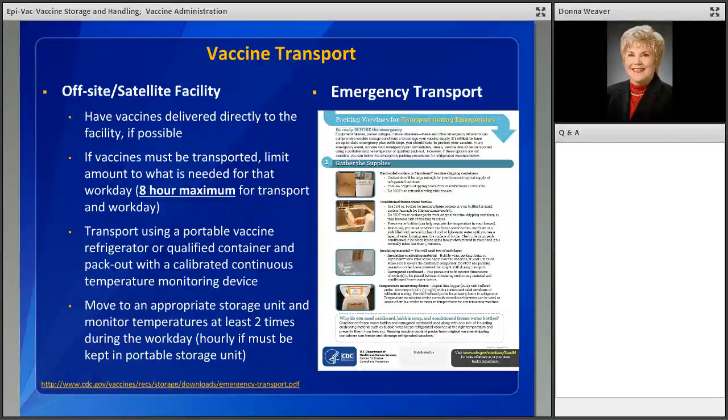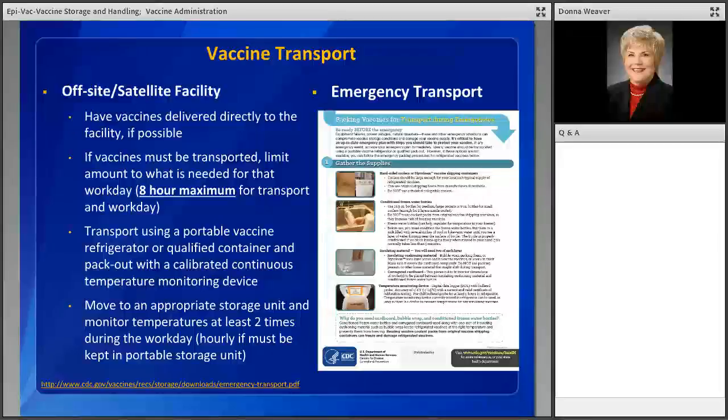Now, we get a lot of questions about vaccine transport. Vaccine manufacturers do not recommend transport of vaccine unless it is an emergency and the vaccines have to be moved to preserve them. Vaccines that will be used at an off-site or satellite facility should be delivered directly to that facility. Now, if that's not possible, transport of vaccines should only be done using a portable vaccine refrigerator or qualified container and pack out with a calibrated continuous temperature monitoring device.